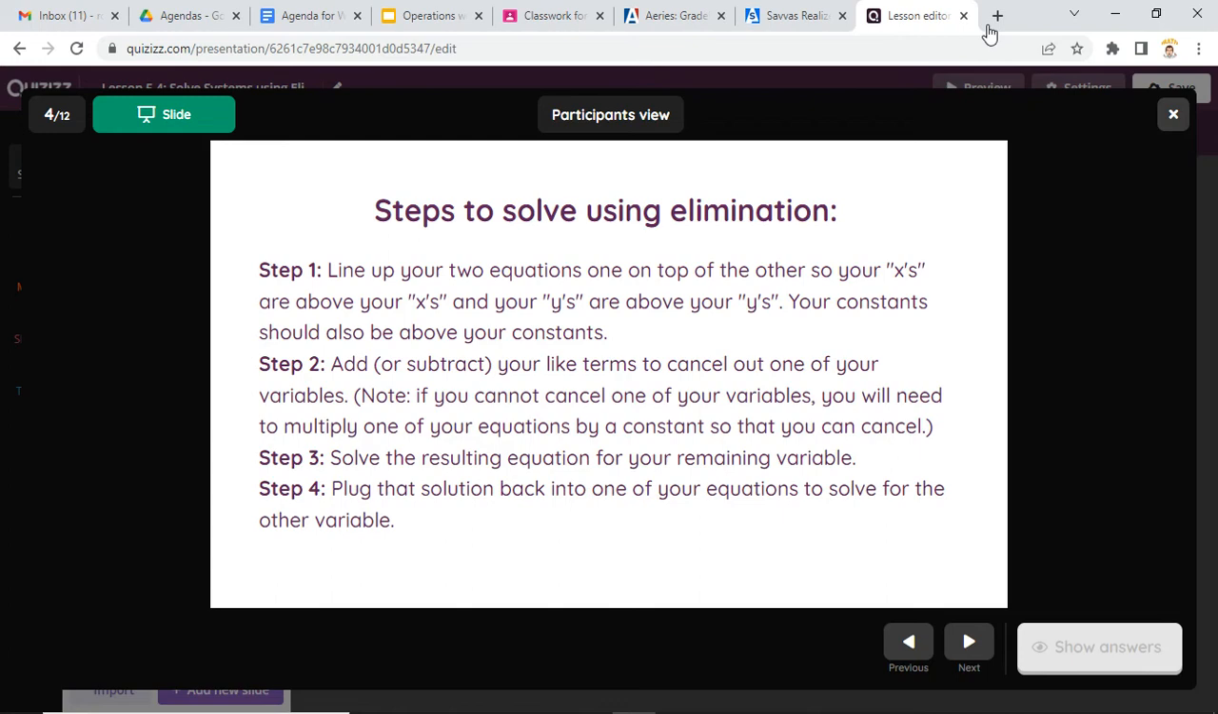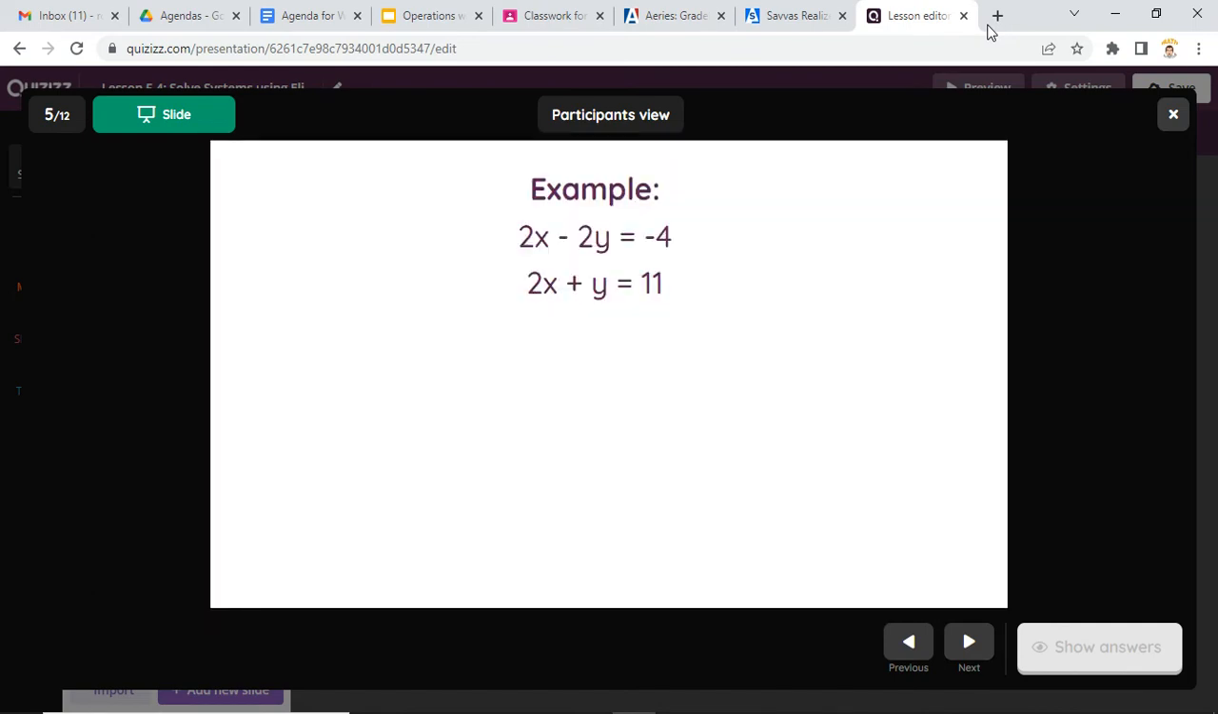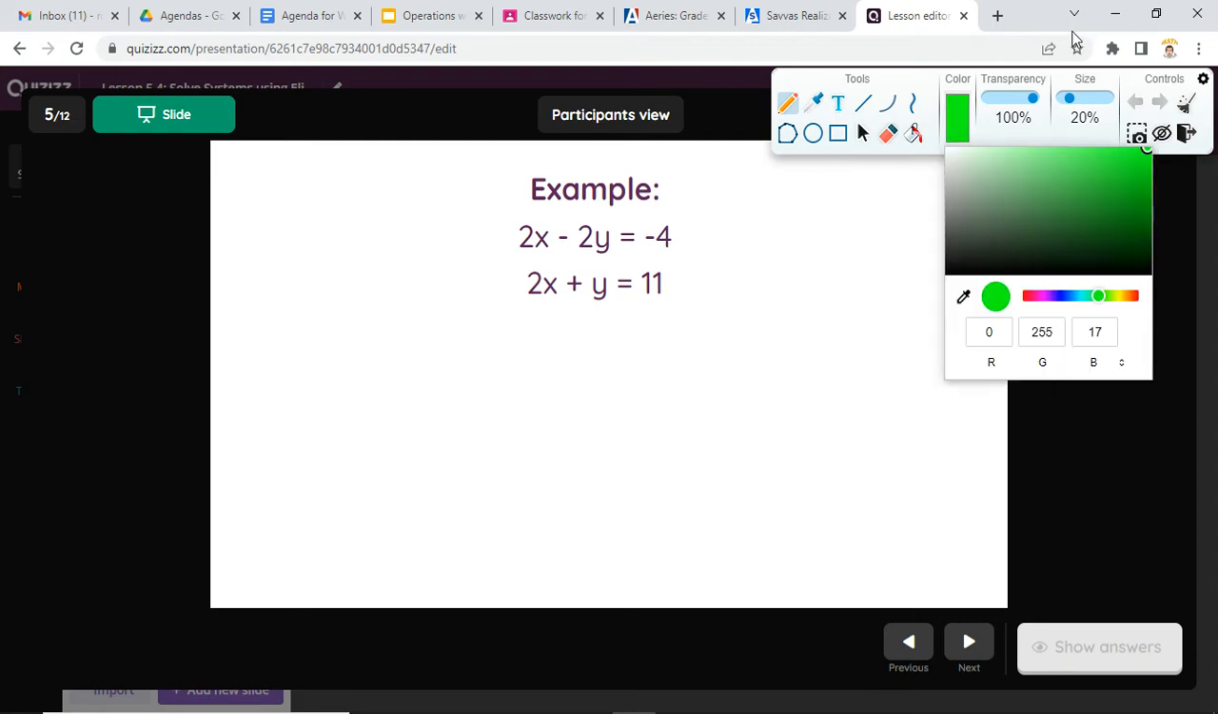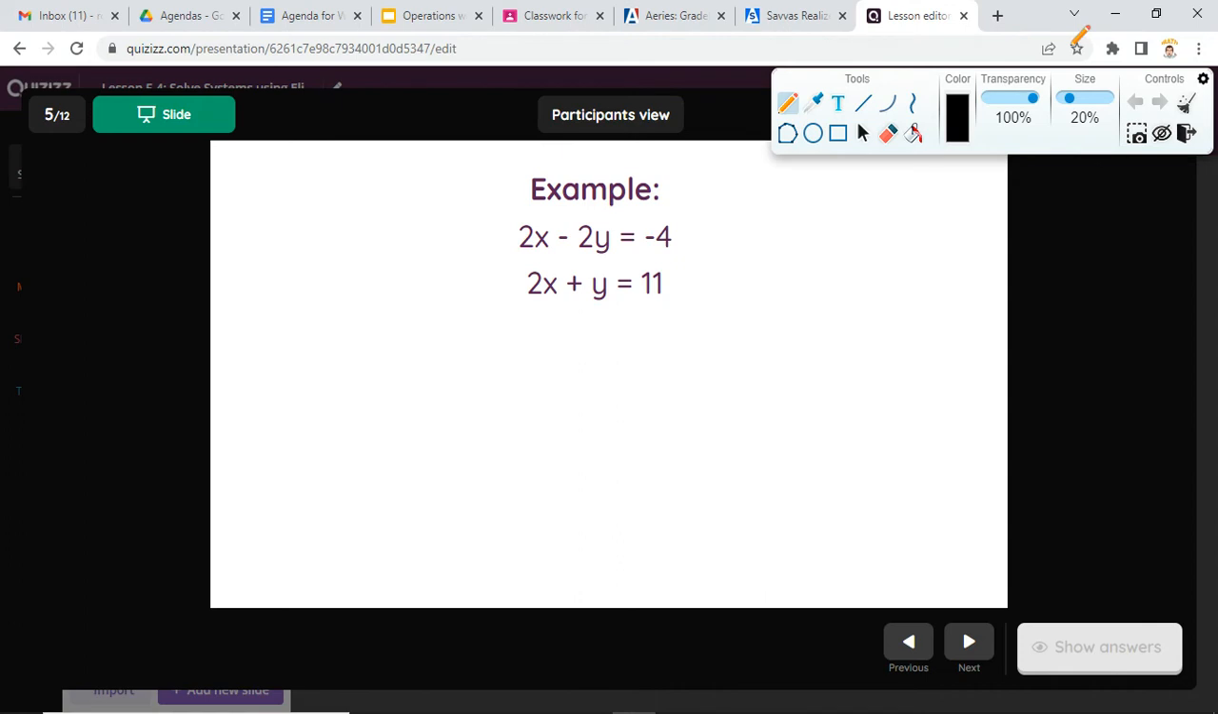Alrighty, everybody, so I'd like you to pause this video, make sure you get down those 4 steps, but now we're going to go forward and do some more examples here. So here I have an example of 2x minus 2y equals negative 4, and 2x plus y equals 11. So notice here, my x's are above my x's, my y's are above my y's, and my constants are above my constants.